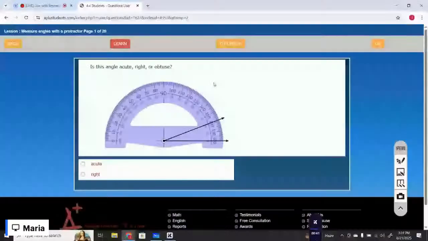Okay, is this angle acute, right, or obtuse? So, how do we measure angle? One of the lines must be aligned with zero, like zero on the protractor on this side, and then you need to measure the angle. You need to measure the angle from inside now. So that is 30 degrees. 30 degrees is less than 90. That is acute angle.